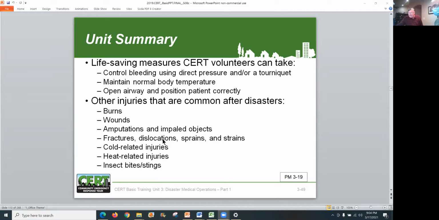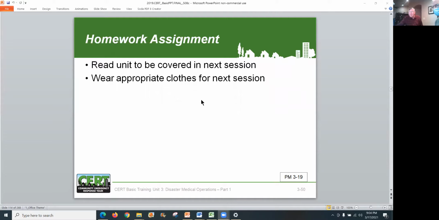Fractures, dislocations, sprains, you know how to do those. Cold related injuries, heat related injuries, and insect bites and stings is what we talked about. Be sure to read the next unit, which is 3, part 2. We did 1 and 2, part 3, part 2 now. That's more medical, and then we'll do whatever 5 is also.